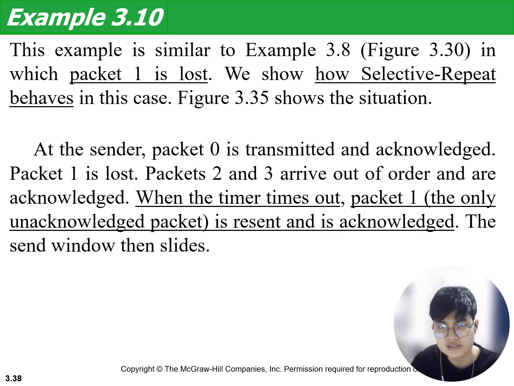This example is similar to example 3.8, Figure 3.30, in which packet 1 is lost. We show how Selective Repeat behaves. In this case, Figure 3.35 shows the situation at the sender. Packet 0 is transmitted and acknowledged. Packet 1 is lost. Packets 2 and 3 arrive out of order and are acknowledged. When the timer times out, packet 1, the only unacknowledged packet, is resent and acknowledged. The send window then slides.